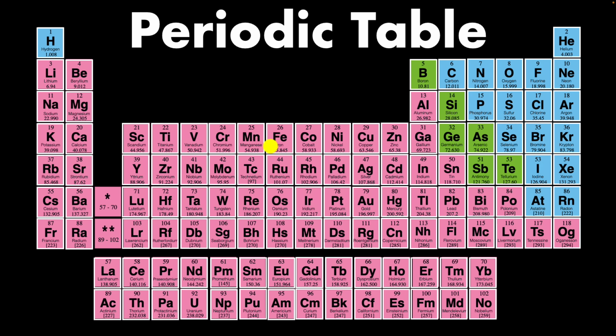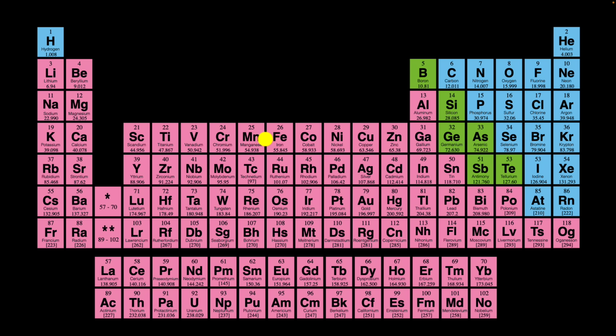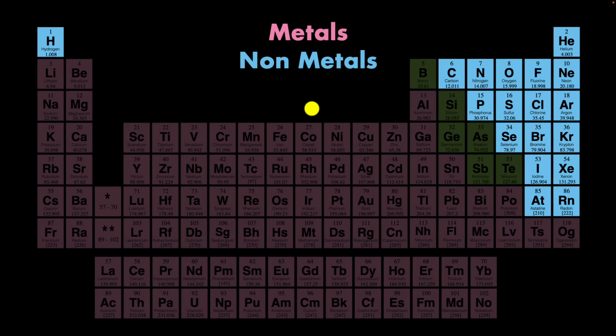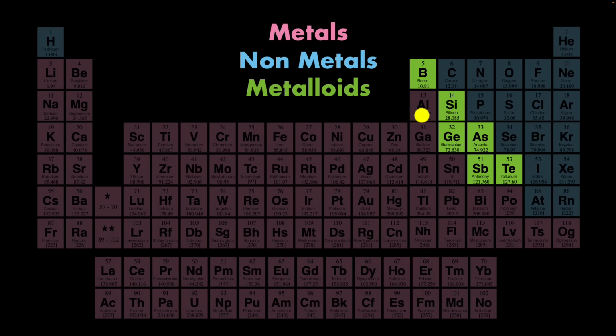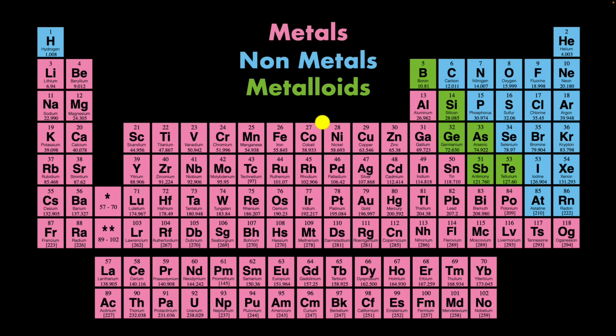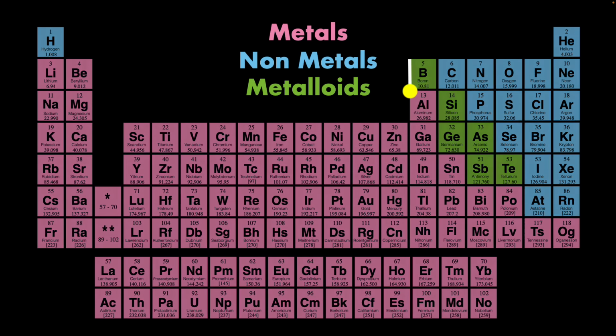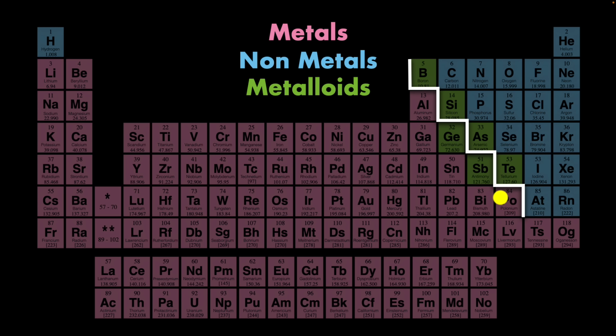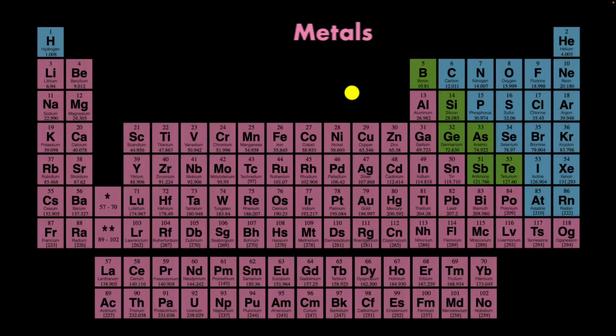Now let's talk about some of the patterns that we can find. The first major pattern is how the elements are grouped. We have metals, we have nonmetals, and we have metalloids. Most of the elements on the table are metals. And you can see metals are mostly found on the left side of the periodic table. You can see that nonmetals are found here on the right side of the periodic table. And in between them is a zigzag region of elements called metalloids, which have properties in between that of metals and nonmetals. Okay, let's quickly recall what these properties are.